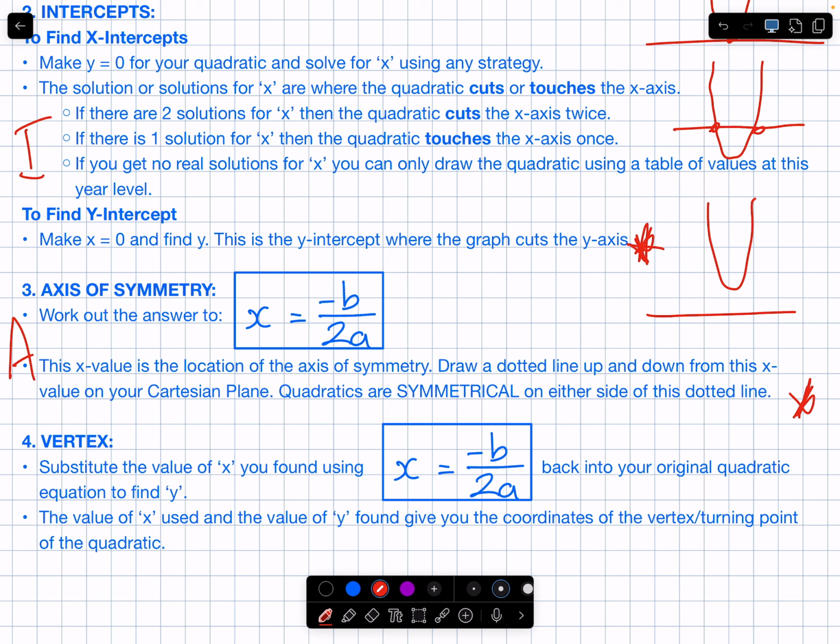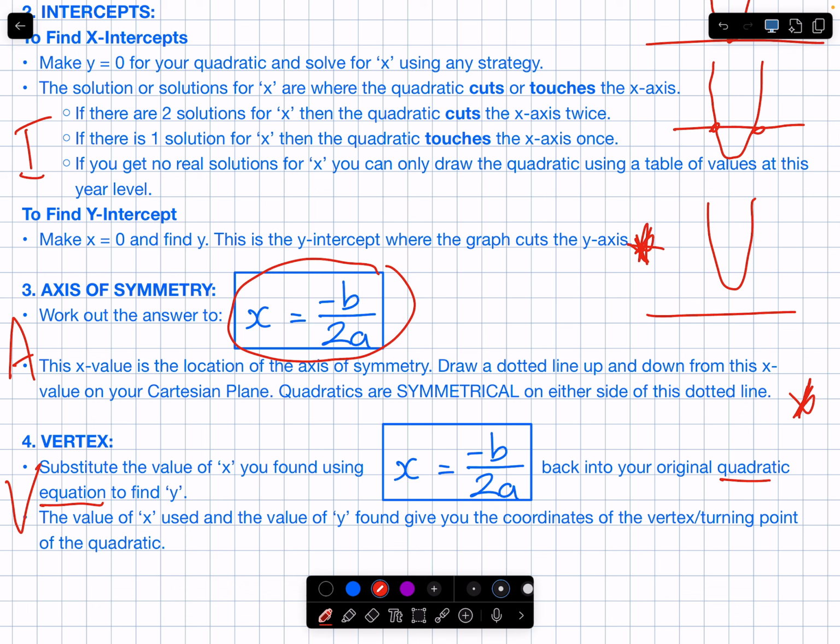And deal with V now. So DIAV. What does V stand for? V is the vertex. So you just found x is equal to negative b on 2a. You substitute that into your original quadratic equation and you find y. What is the point of that? That tells you where the tip is.